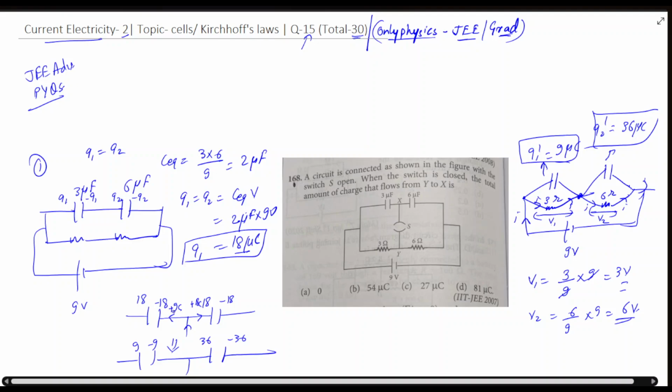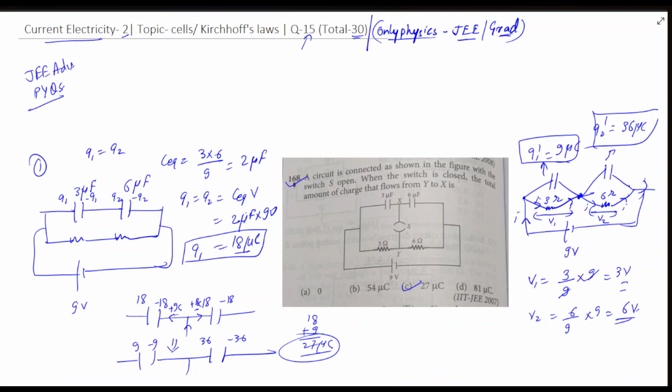The total charge must come from this Y to X wire, right? So Y to X provides how much? 18 plus 9, so 27 microcoulomb will be the answer. So C will be the option. Quite an interesting question, but it is very easy. Let's move on to our second question.